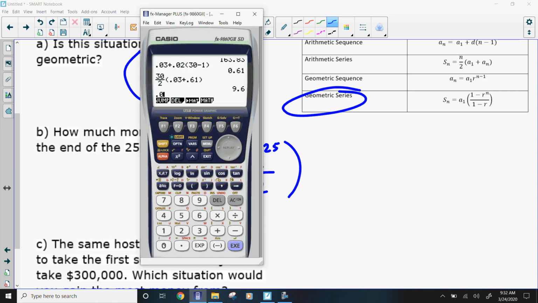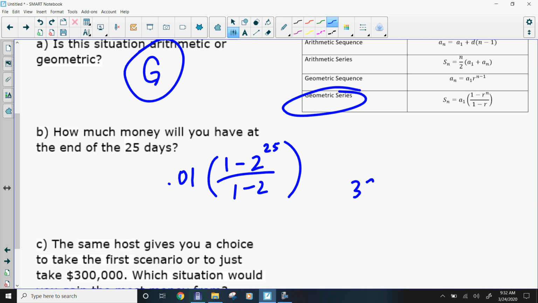So 1 penny. ABC. We're doubling it, so R is 2. We do this for 25 days. And down at the bottom, we've got 1 minus 2. Close that. So this is the money amount: $335,544.31.